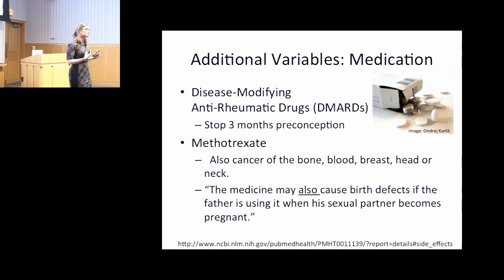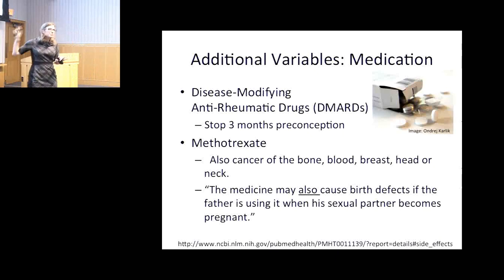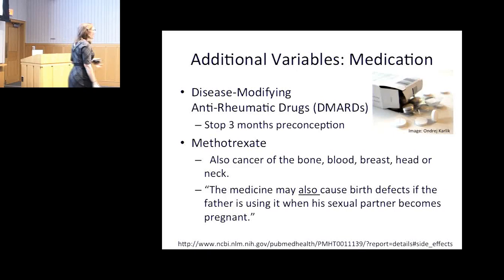It's pretty nasty stuff. It's so nasty, in fact, that online in the health indications and contraindications it says this medicine may also cause birth defects if the father is using it when his sexual partner becomes pregnant. So for people planning a pregnancy, fathers are recommended to get off of it at least 3 months before conceiving. Mothers, at least 3 months, and they need to have had 2 regular menstrual cycles before they conceive. So these medications they have to get off. But there are other medications, steroids, that can help with some of the inflammation that might occur. So I told you that up to 90% of patients experience amelioration of their symptoms. That means at least 10% of patients have the same symptoms or their symptoms get worse during pregnancy.